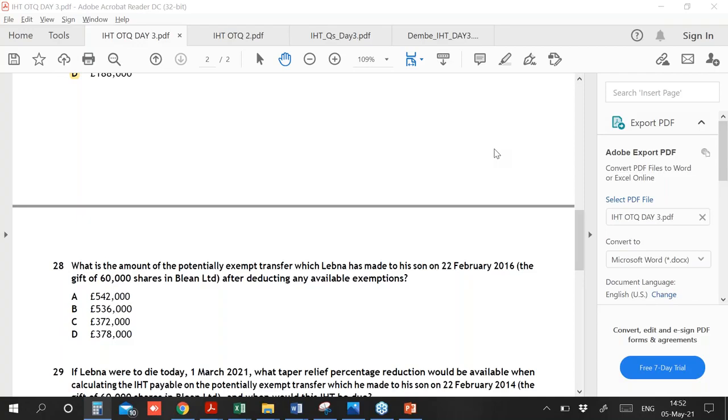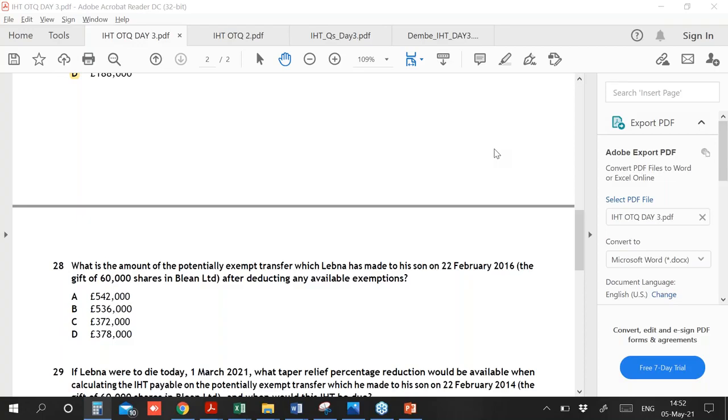Faizan, taper relief is available on death. So do remember it is a lifetime gift and we are not calculating his inheritance tax liability. We are only calculating the chargeable amount. So there will be no taper relief. Yes. Sally, you are right. And Asma, you are right.